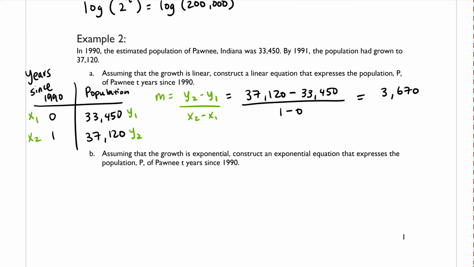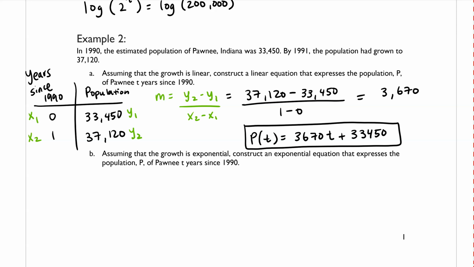3,670 people. So our function will then be P of t equals 3,670t plus the starting amount of people in 1990, which was 33,450. So there is our linear function.